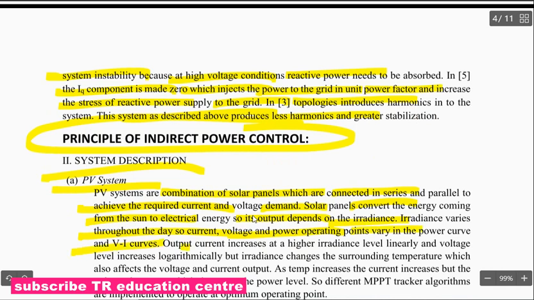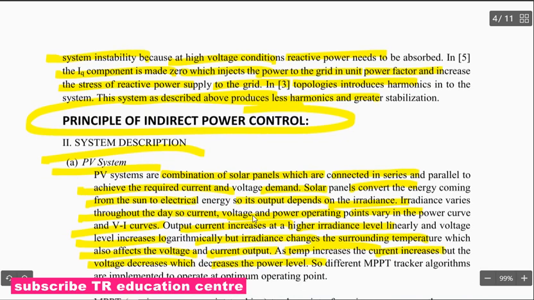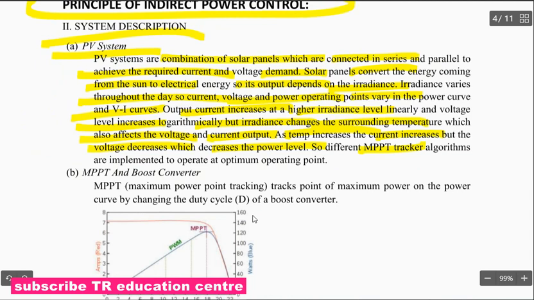Output current increases linearly at higher irradiance levels and the voltage level increases logarithmically, but the irradiance also changes the surrounding temperature, which affects the voltage and current output. As temperature increases, the current increases but the voltage decreases, which decreases the power level. So different MPPT tracking algorithms are implemented to operate at the optimal operating point.